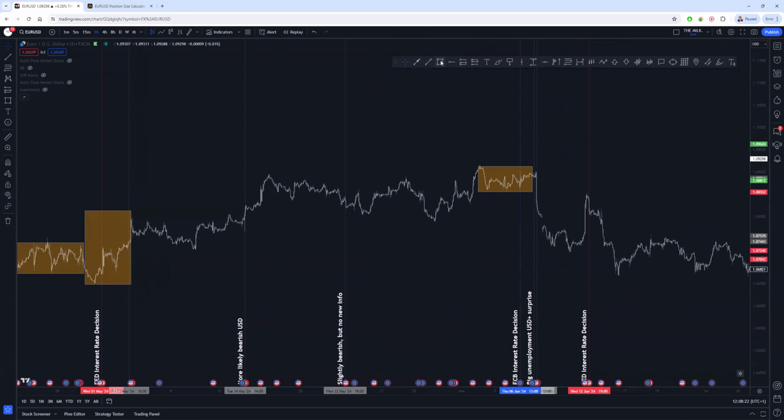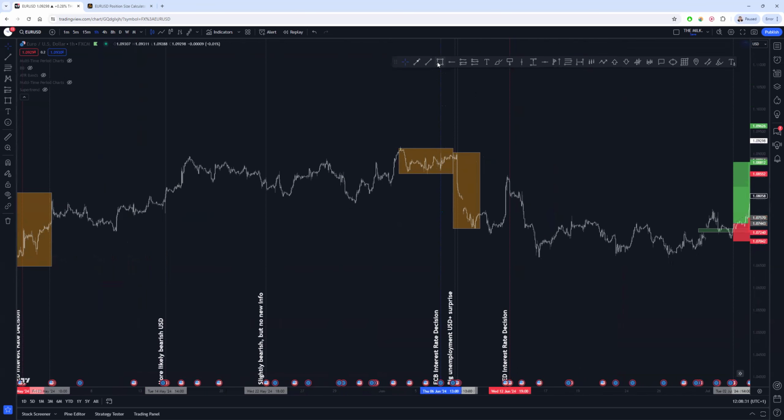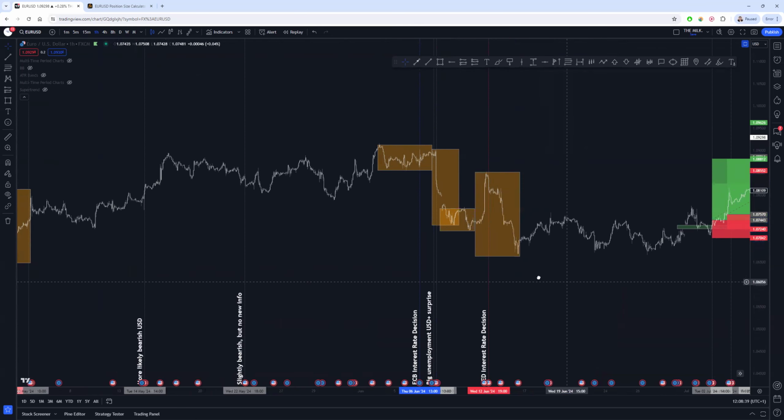And in this case, it's unemployment, which is typically going to be like the second most influential thing in price most of the time. We can see volatility increased as a result of that. We then had a period of low volatility. And then leading into the next decision, we have a period of high volatility before and high volatility after.